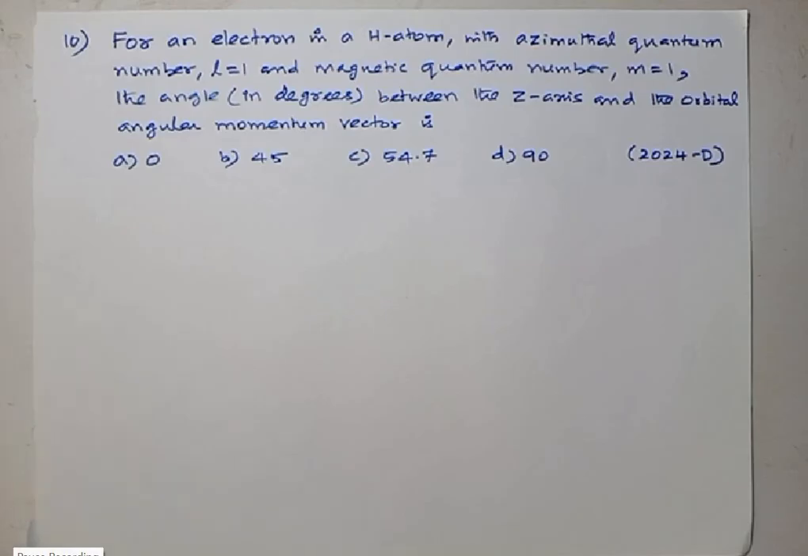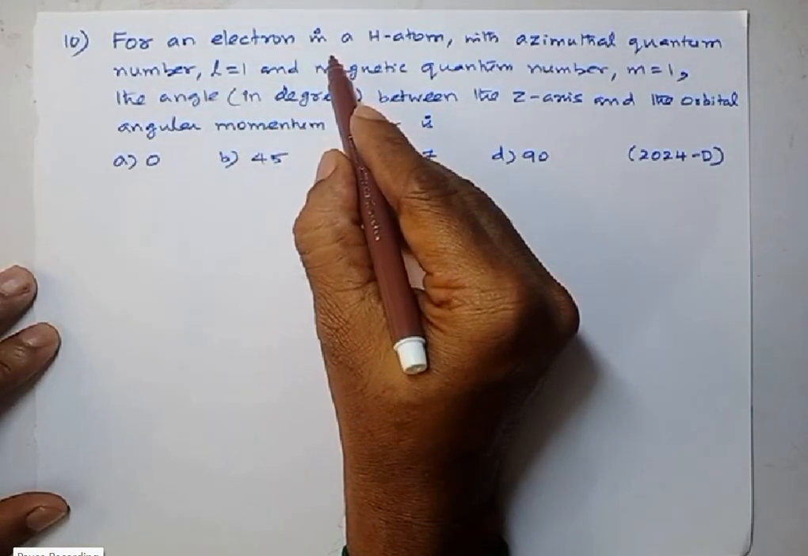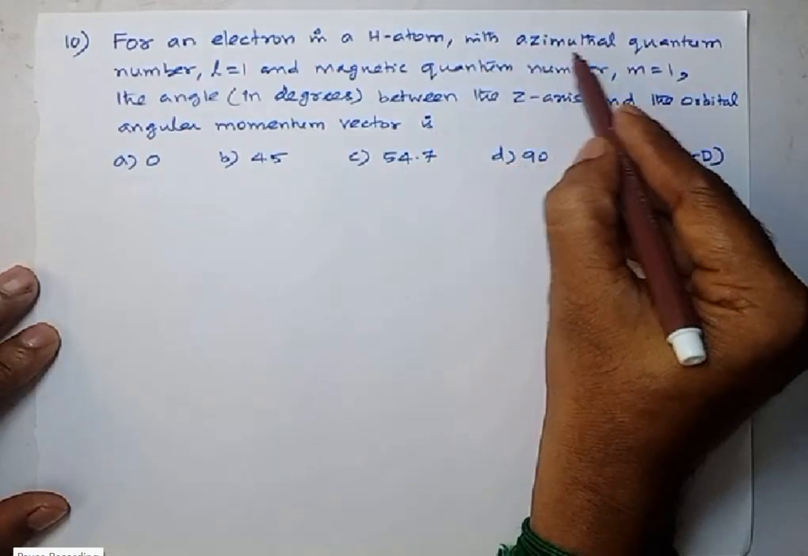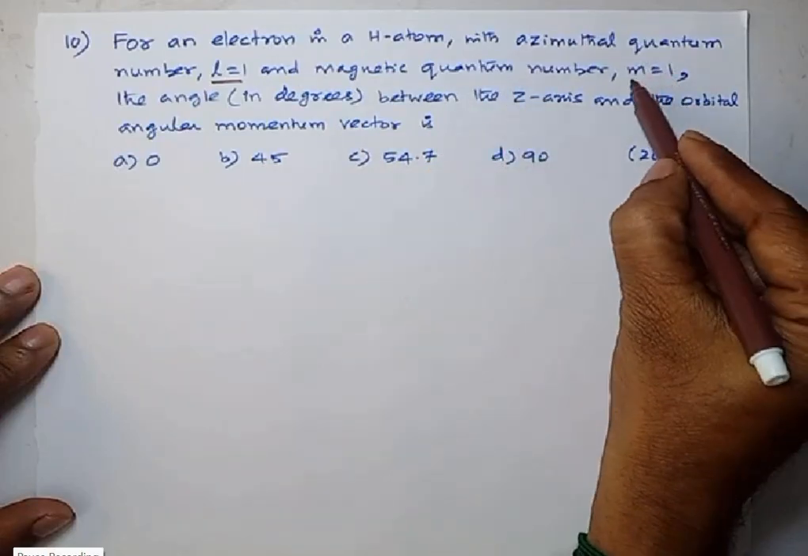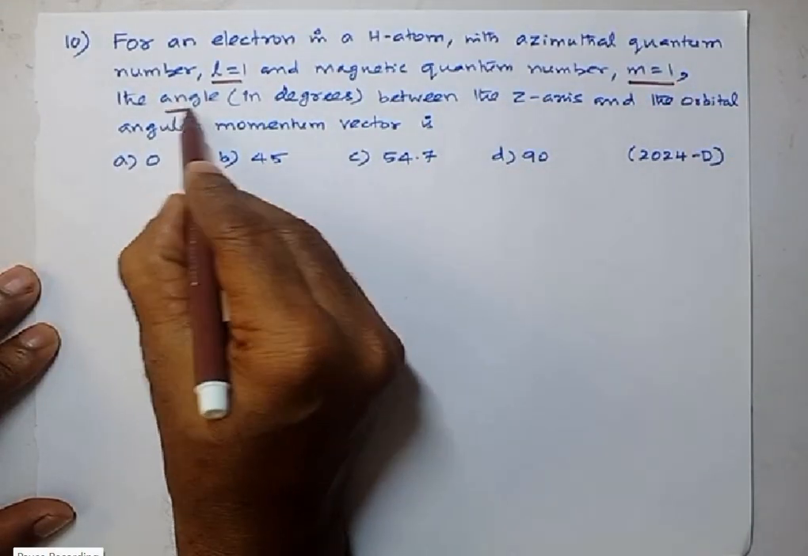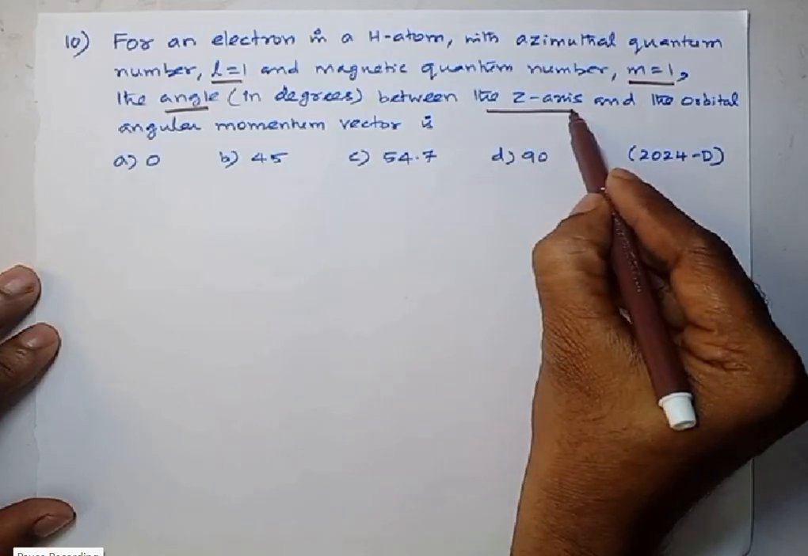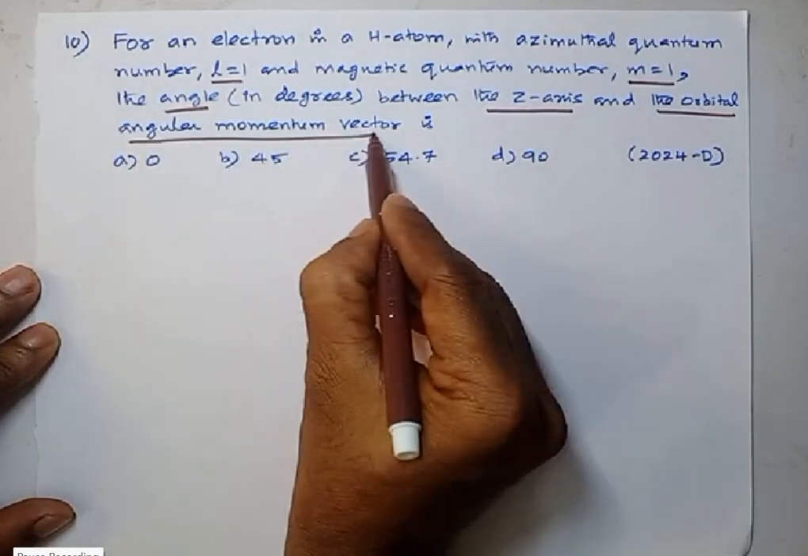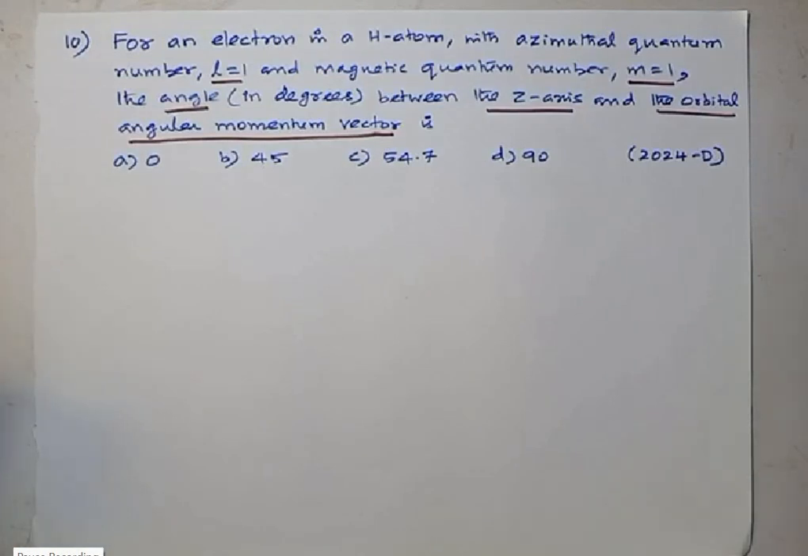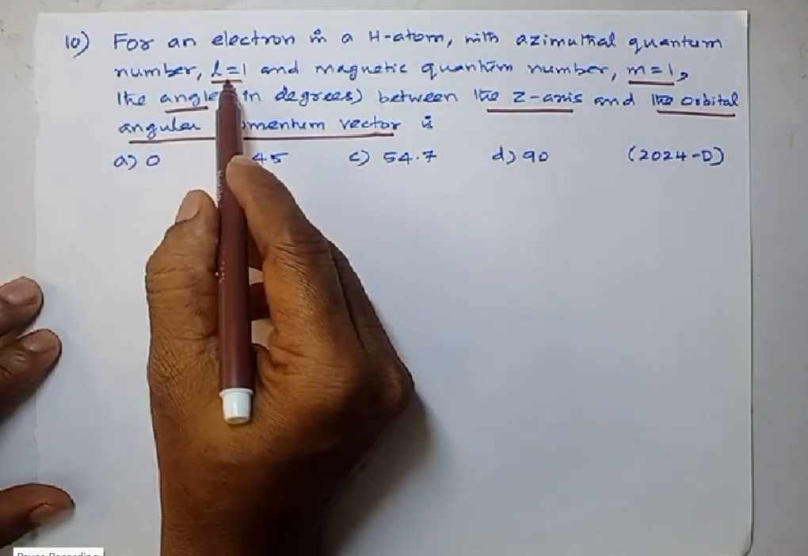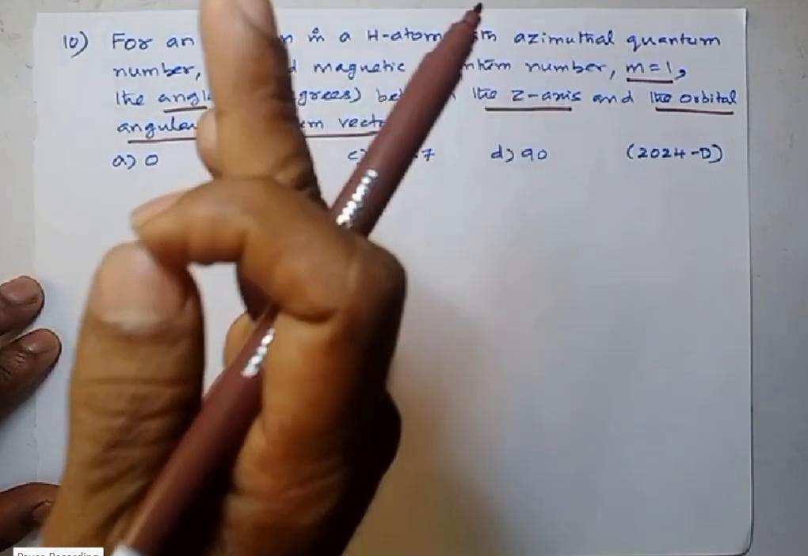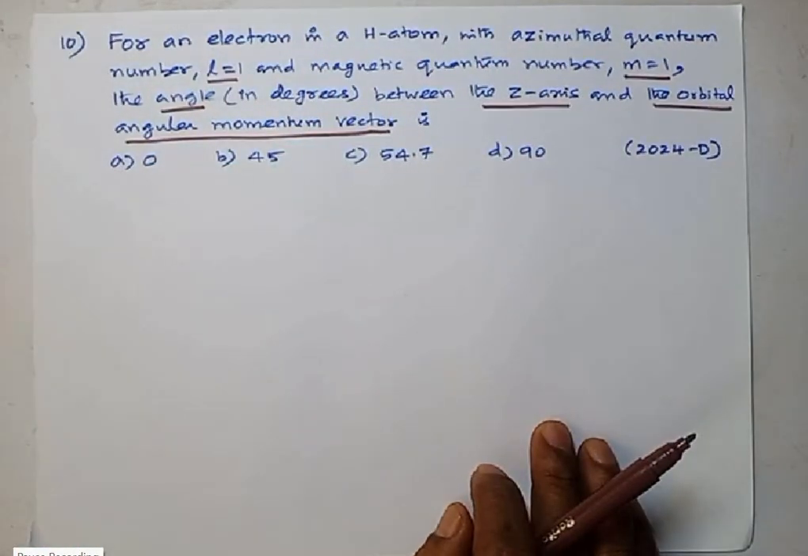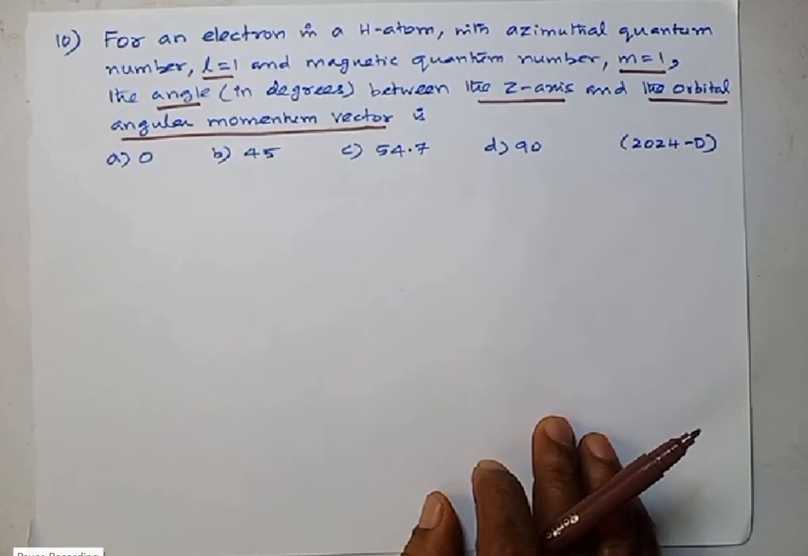Right. So the next question: for an electron in a hydrogen atom with azimuthal quantum number L equal to 1 and magnetic quantum number M equal to 1, the angle in degrees between the z-axis and the orbital angular momentum vector is. Just go through the question carefully. For an electron in a hydrogen atom, L equals 1 and M equals 1. They are asking for the angle between the z-axis and the orbital angular momentum vector. How to proceed with this?